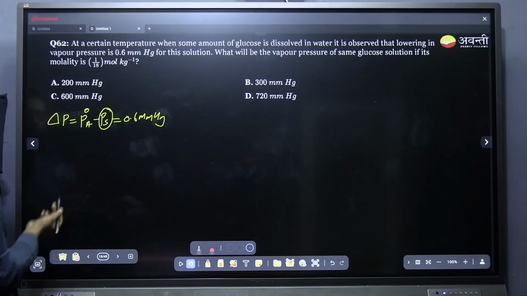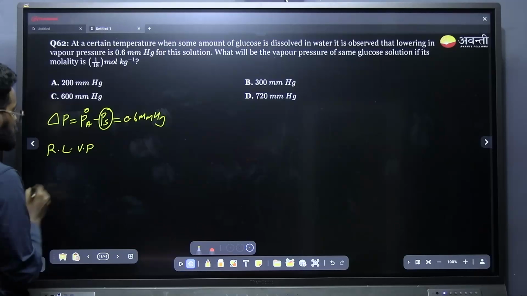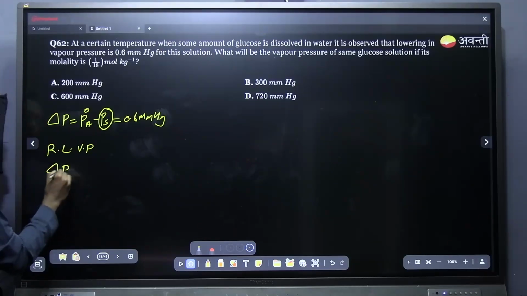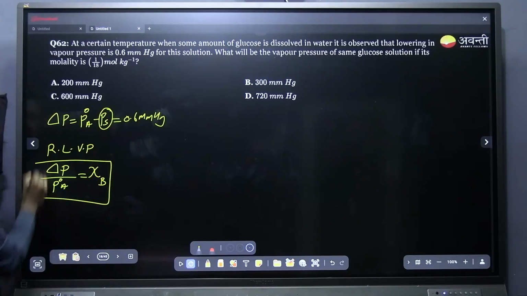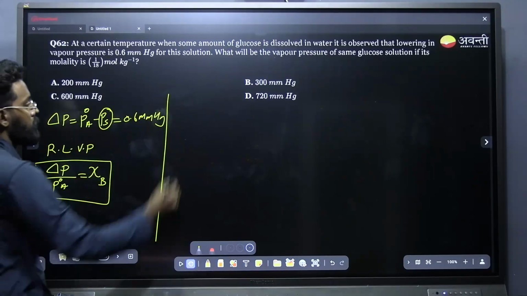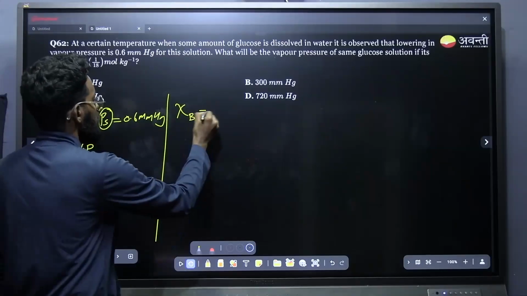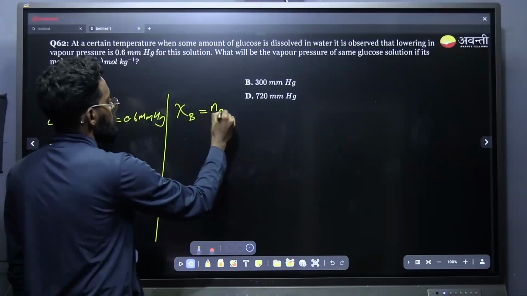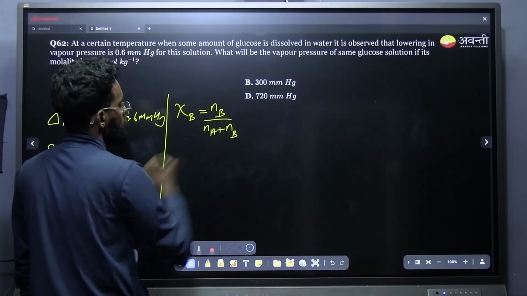How to solve this one? For that we should be using the relative lowering of vapor pressure equation. What is relative lowering of vapor pressure? Delta P divided by P naught of A, which is equal to what? Mole fraction of the solute. So the things can be solved easily if you find out the mole fraction of solute. How can we find out mole fraction? Number of moles of solute divided by number of moles of solvent plus number of moles of solute.